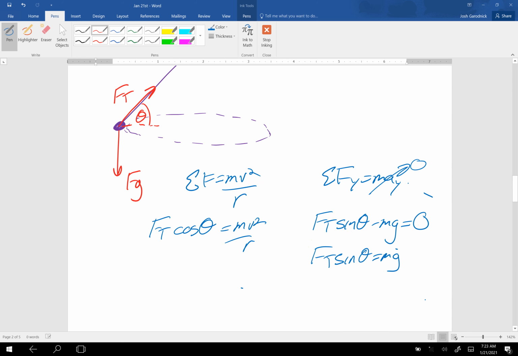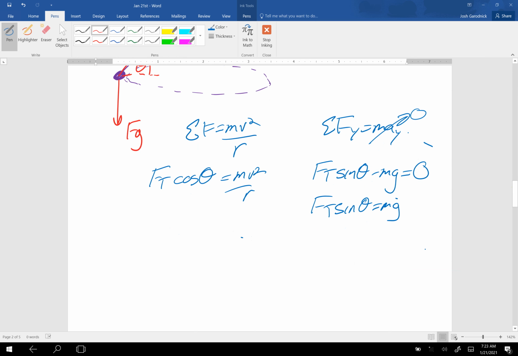All right, so right now we have two equations with two unknowns. This will not be the first time you've seen something like this. This should remind you of static equilibrium, where in the x we had cosine and in the y we had sine. Often, but not always, you will most likely have to isolate an Ft and sub into the other equation.